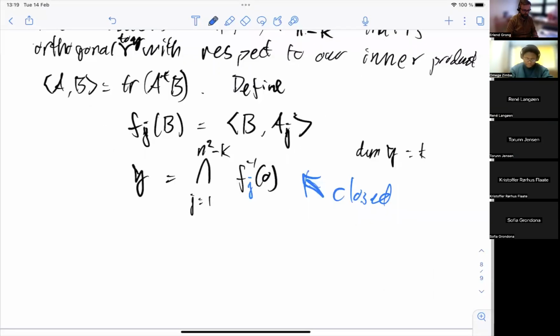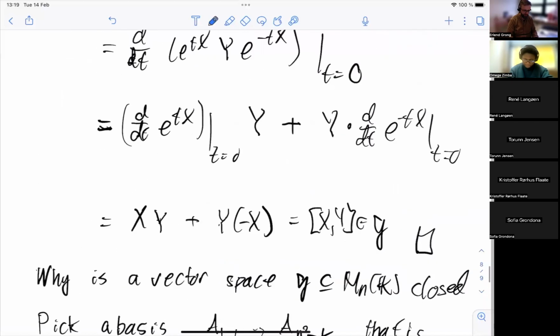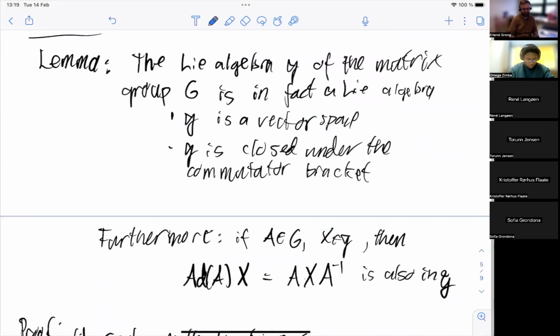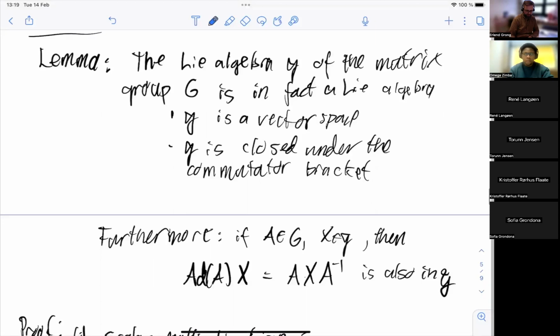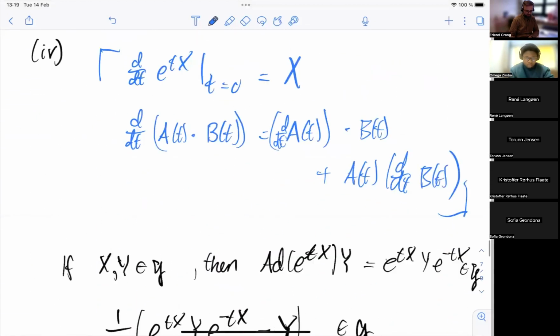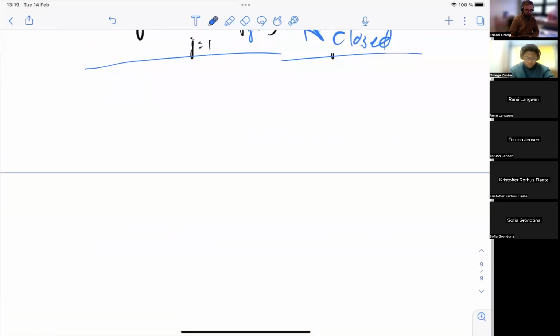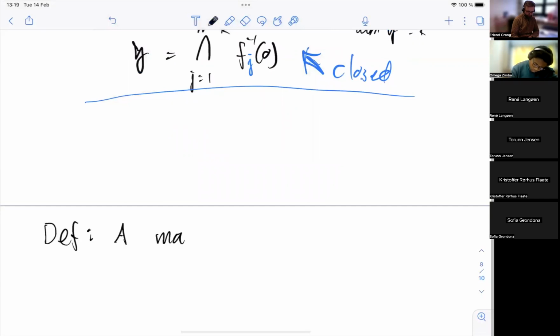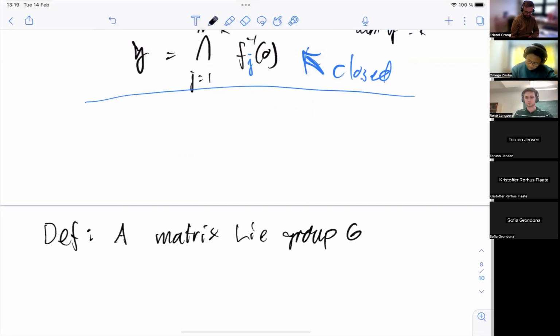So now that we've established this, let's go back to the theorem. We actually have a Lie algebra associated to each matrix Lie group. We can look at what this is in the individual cases, and we finally now have an idea of what a complex Lie algebra is. So, definition: a matrix Lie group G is called complex if its Lie algebra is closed under multiplication by i.